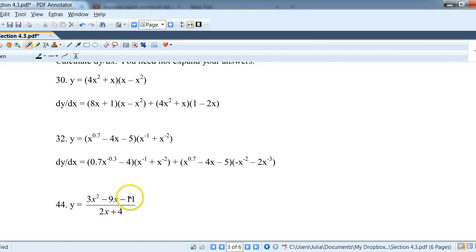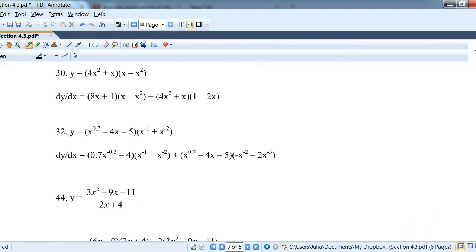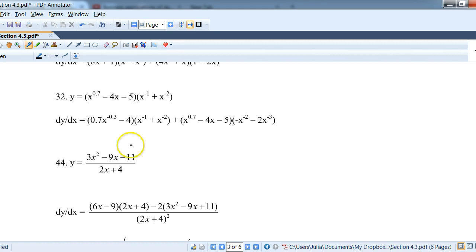Here's one that's a little bit more involved. I think that one we simplify. So let's take a look at that. So don't let it scare you. It works the same way as any quotient rule. We have 2x plus 4 squared on the bottom. Again, we may have to pull something out, so keep that in mind.